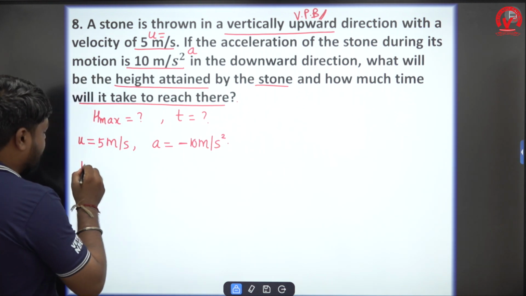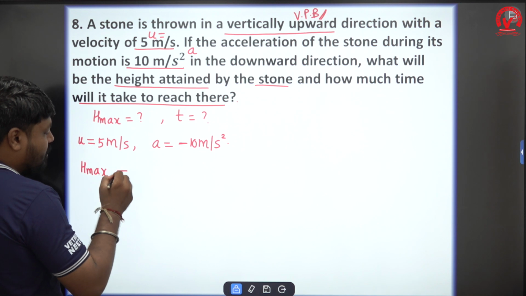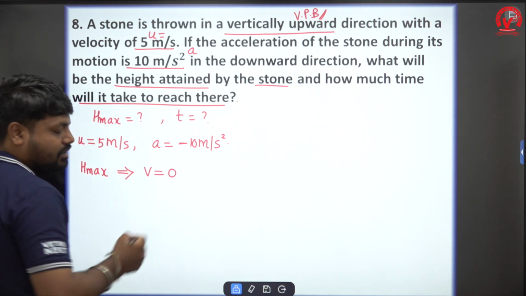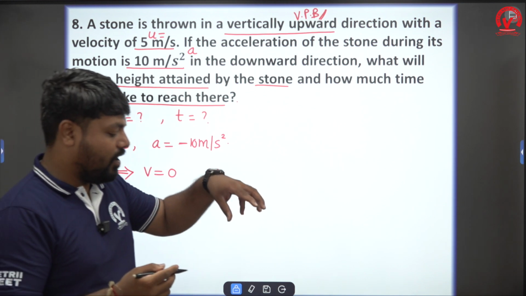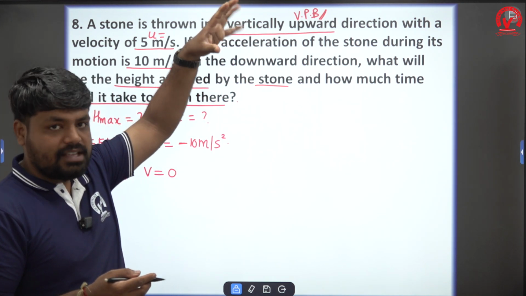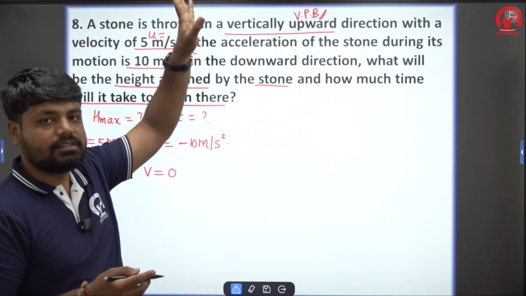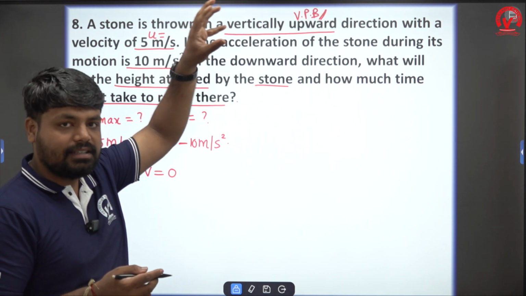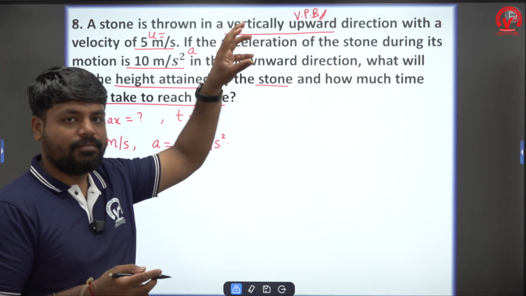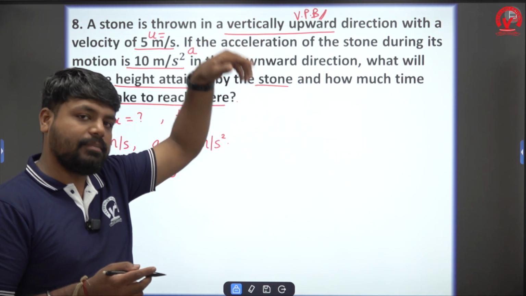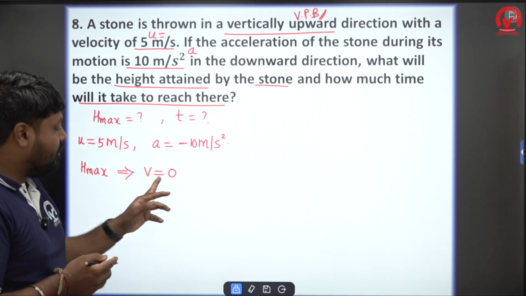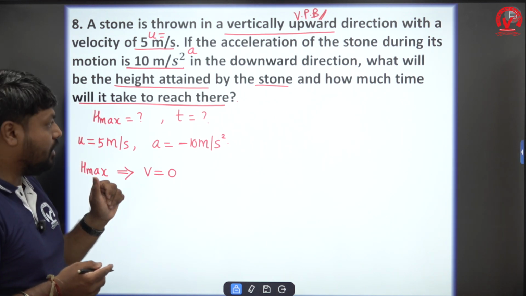To find the Hmax, at Hmax it indirectly tells you that the final velocity becomes 0, right? When the velocity becomes 0 only, it is stopping there. If the velocity never becomes 0, it will keep moving upwards. So when the velocity reaches 0, that point is considered the highest point. After reaching the highest point, it comes down. So at the maximum height, what's the velocity? v is equal to 0.